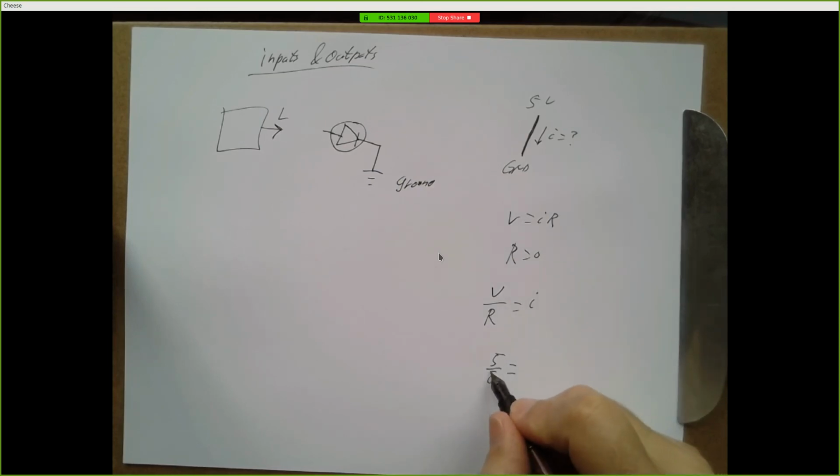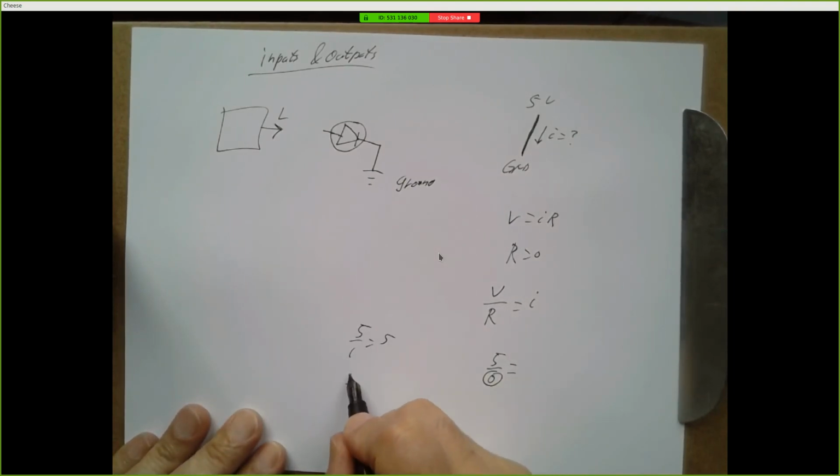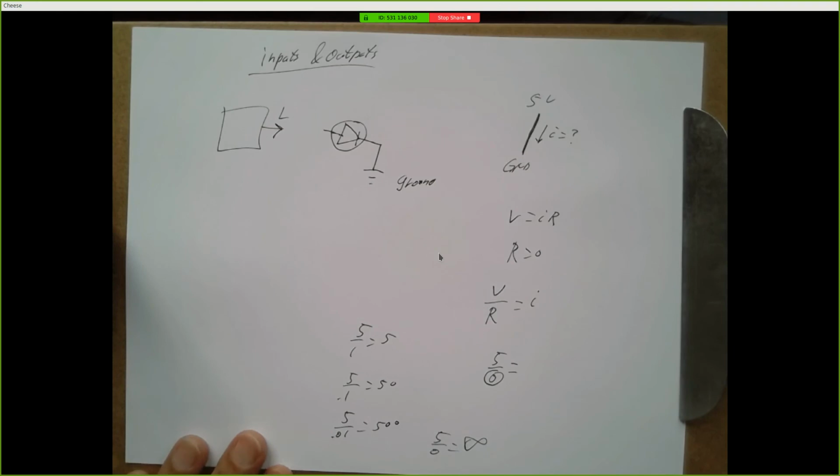Basically, the smaller this thing gets, the bigger 5 over 0 gets. Right? 5 over 1 is 5. 5 over 0.1 is 50. 5 over 0.01 is 500. You can see where this is going. If I do 5 over 0, I'm going to get like a gazillion or something, right? What we would call infinity.